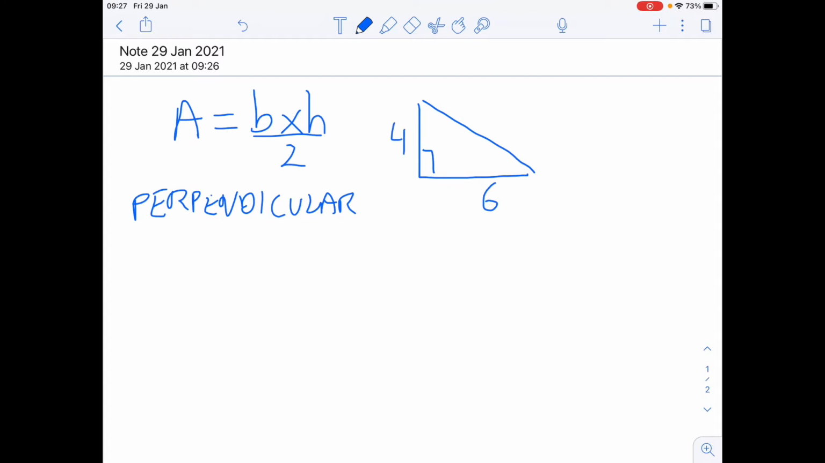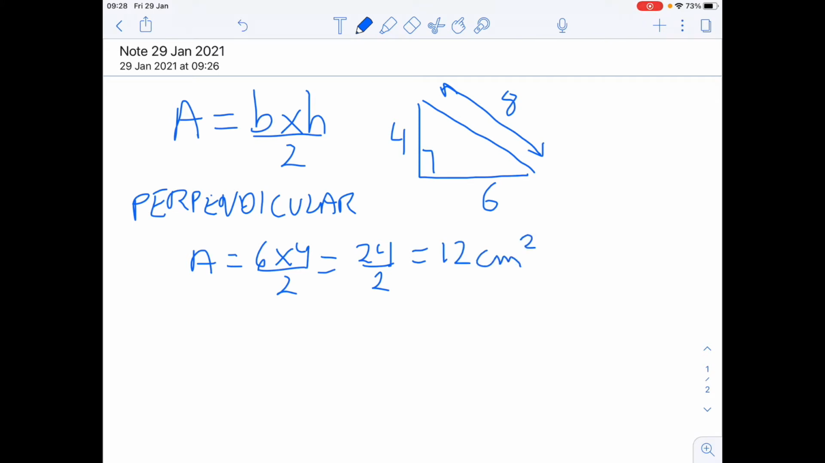So in my case, if that was to say 4 centimeters, and that one there was to be, well, I'm going to make the numbers up. It's not going to make mathematical sense, but there you go. So that was 8 centimeters. What is my height? Is it 8 or is it 4? But we said the height has to be perpendicular, so it's going to be the 4. So the area of the triangle is going to be 6 times 4 divided by 2, which we know is 24 divided by 2, which would be 12 centimeters square, because its area, units are square, centimeters square.